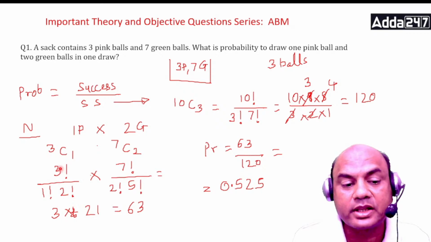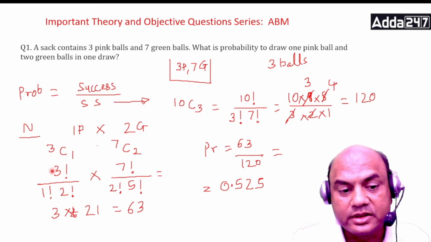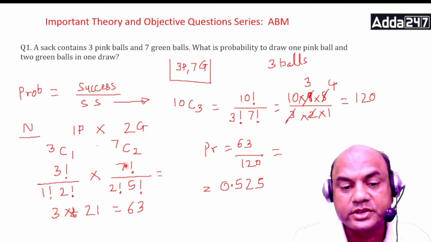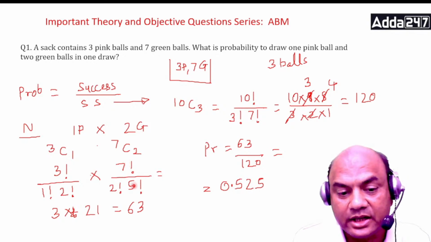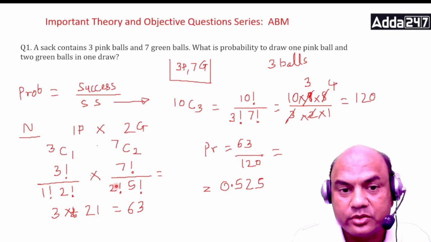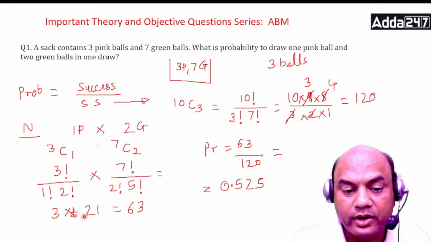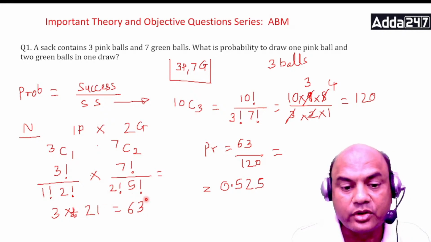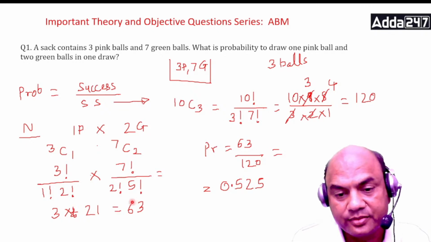2 factorial will get cancelled over here. 3 into 2 factorial, so this will get cancelled. 3 will remain, 3 into. Now 7 factorial, 7 into 6, and this 5 factorial will get cancelled. So 7 sixes are 42 upon this 2 factorial, which is what? 2 into 1, so it is 2. 42 upon 2, 21. So 21 into 3, 63. So your numerator becomes 63.